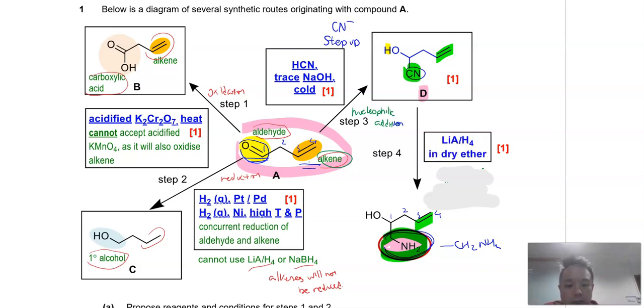So think back, what can do this? In this case, it's lithium aluminum hydride, because lithium aluminum hydride cannot reduce alkene. It only reduces your nitrile to CH2NH2. Okay, with that, we are done with question 1.